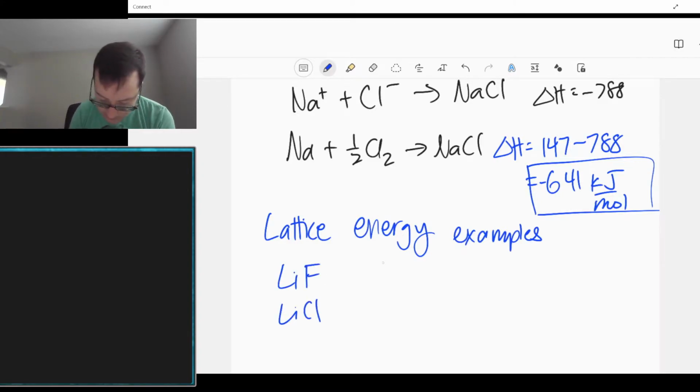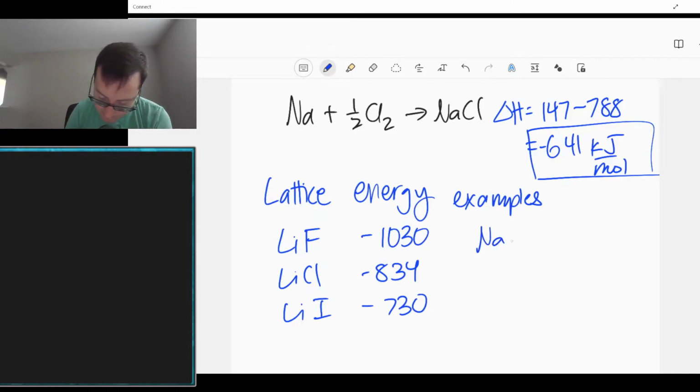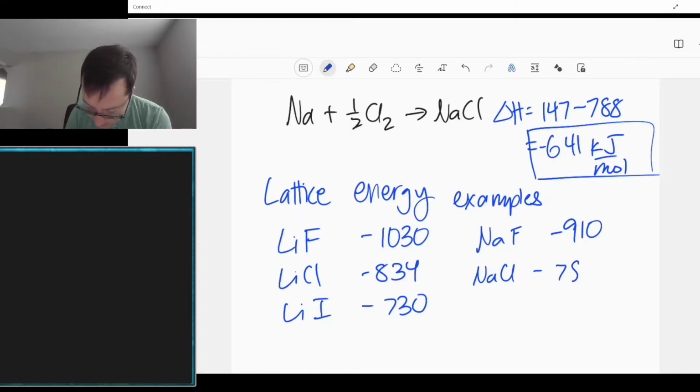Lithium fluoride has negative 1030, negative 834 for lithium chloride, lithium iodide at 730. Look at sodium fluoride, 910. Sodium chloride, we just did, 798. And sodium iodide is going to be 682.